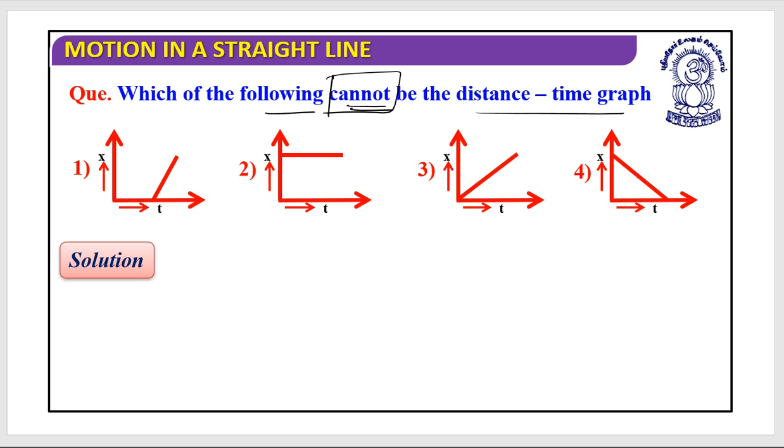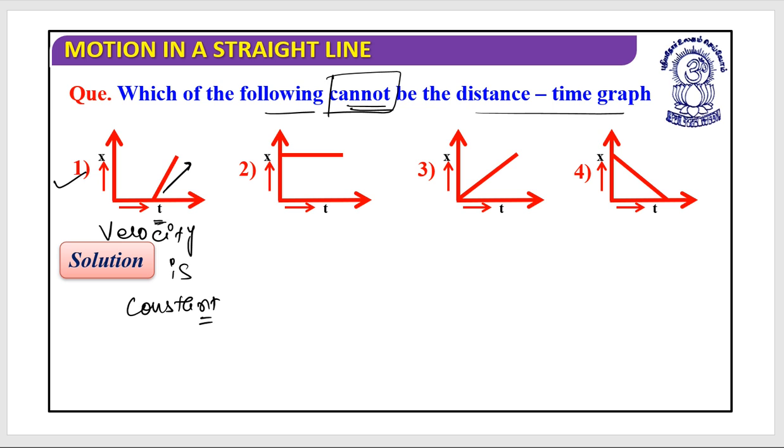Can it be the first option? What is the first option saying? That as time is increasing, distance is increasing. Yes, this could be the situation. Second, this is the situation when it is moving with constant velocity. Velocity is constant. And when velocity is constant, the first situation could be there.